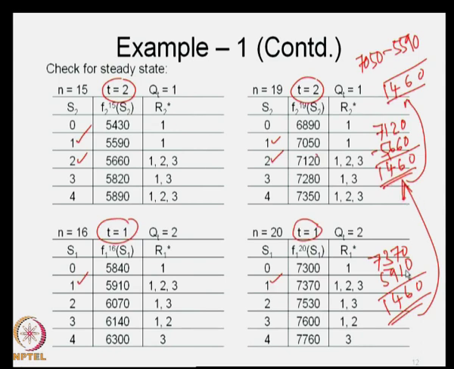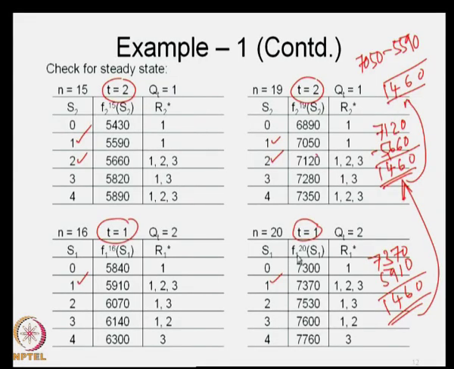This remains constant. As you can see, for any state you pick up for any time period, the annual system performance remains the same, namely in this particular case 1460, and that is where we say the steady state has been reached, and the policy associated with this is in fact the stationary policy. So, what is the stationary policy now?